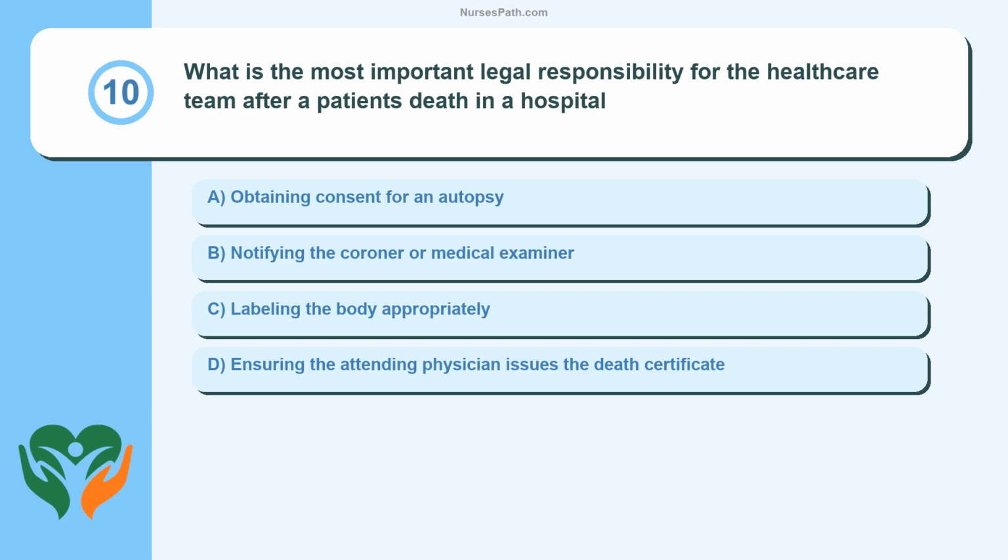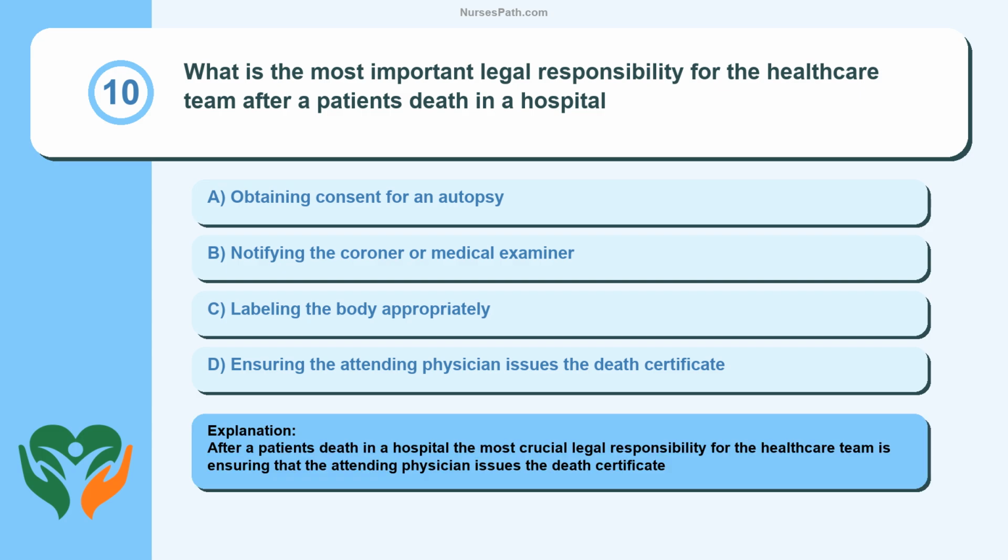Question 10. What is the most important legal responsibility for the healthcare team after a patient's death in a hospital? Obtaining consent for an autopsy. Notifying the coroner or medical examiner. Labeling the body appropriately. Ensuring the attending physician issues the death certificate. After a patient's death in a hospital, the most crucial legal responsibility for the healthcare team is ensuring that the attending physician issues the death certificate.